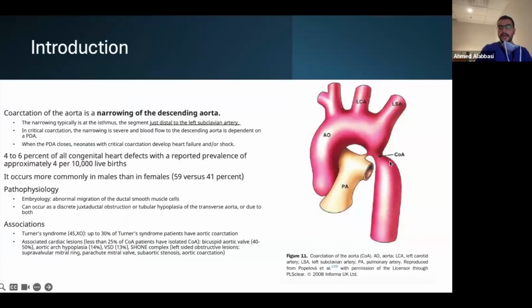So to start, the coarctation of the aorta is essentially narrowing that occurs in the descending aorta. The most common location for this is just at the aortic isthmus, and it is usually distal to the left subclavian artery. So we see this over here.